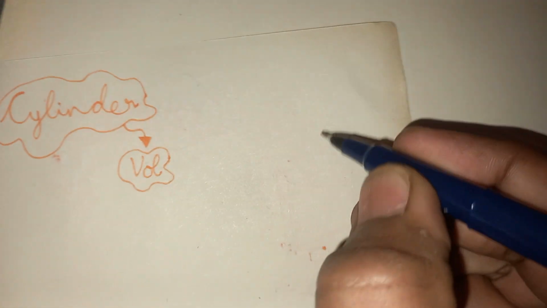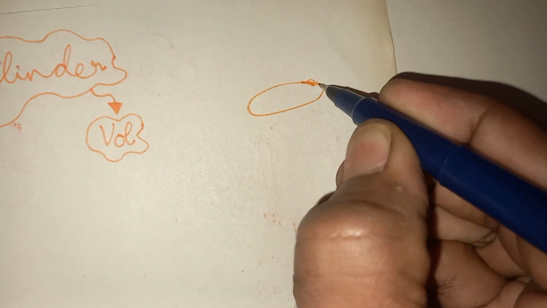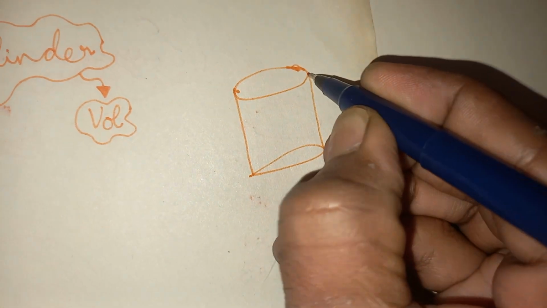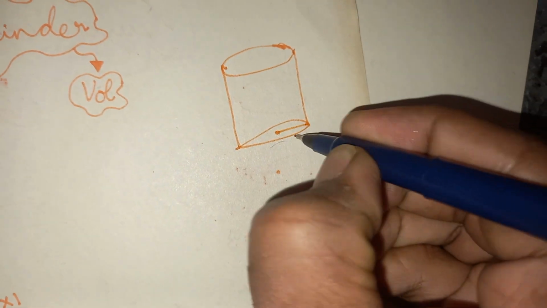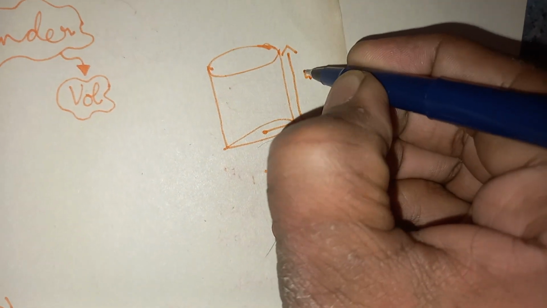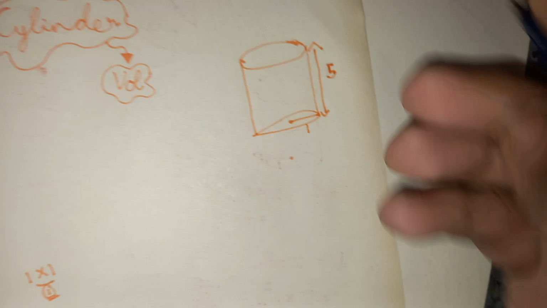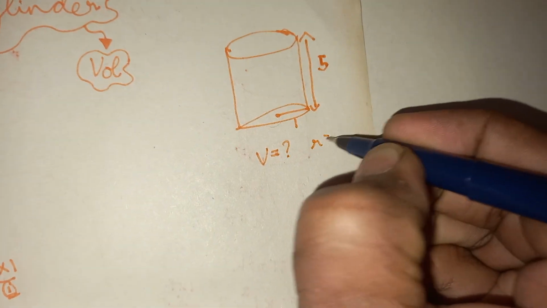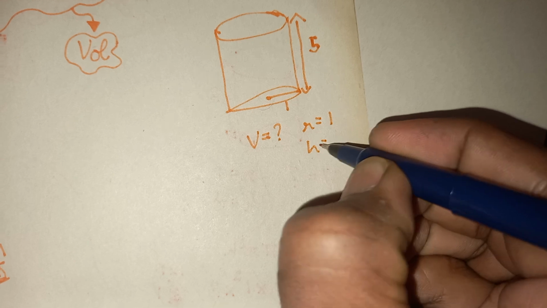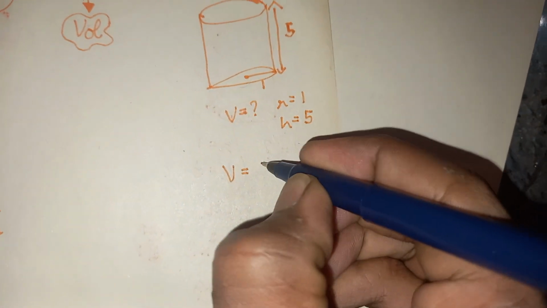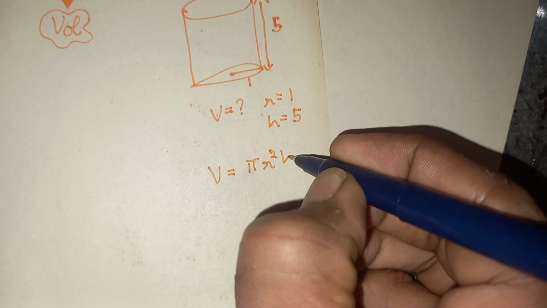Let's take another cylinder. Here also the radius is 1 unit, but the height becomes 5 units. Now you need to find the volume of this cylinder. Here they have given radius as 1 unit and height as 5 units. Now the volume of the cylinder can be written as pi r square h.